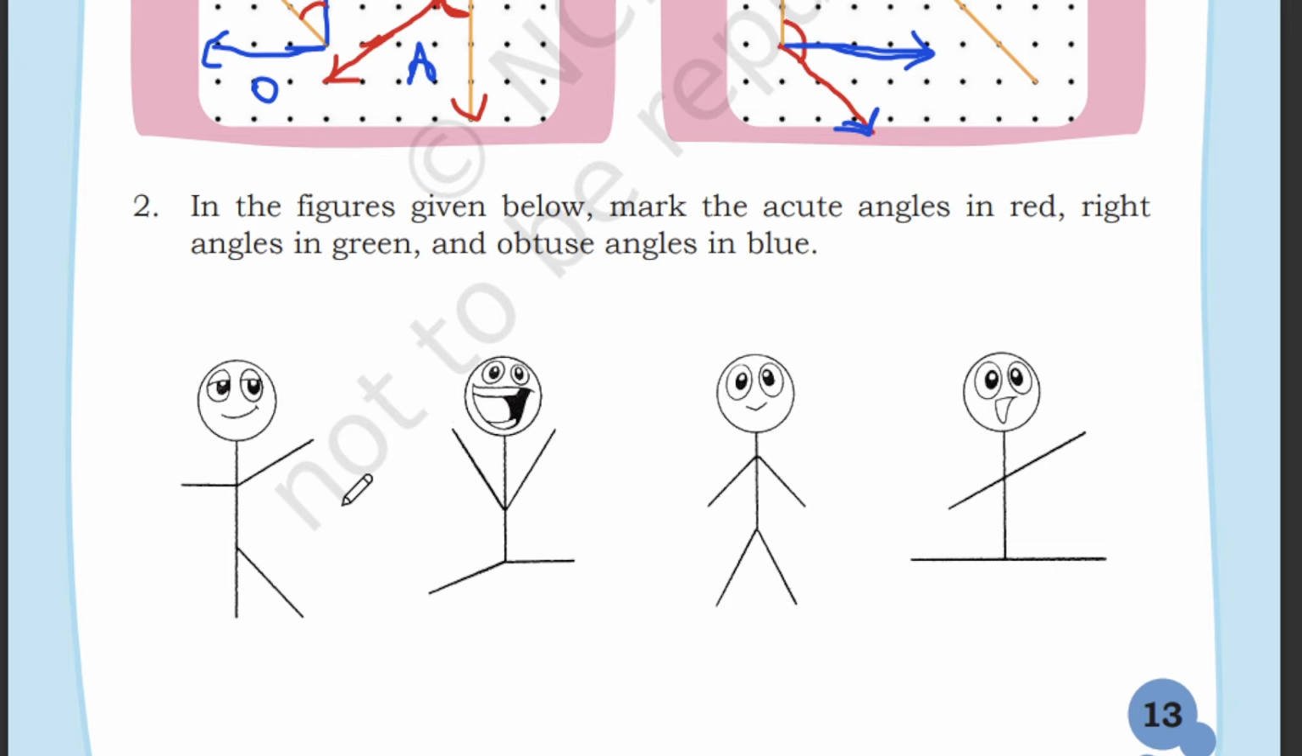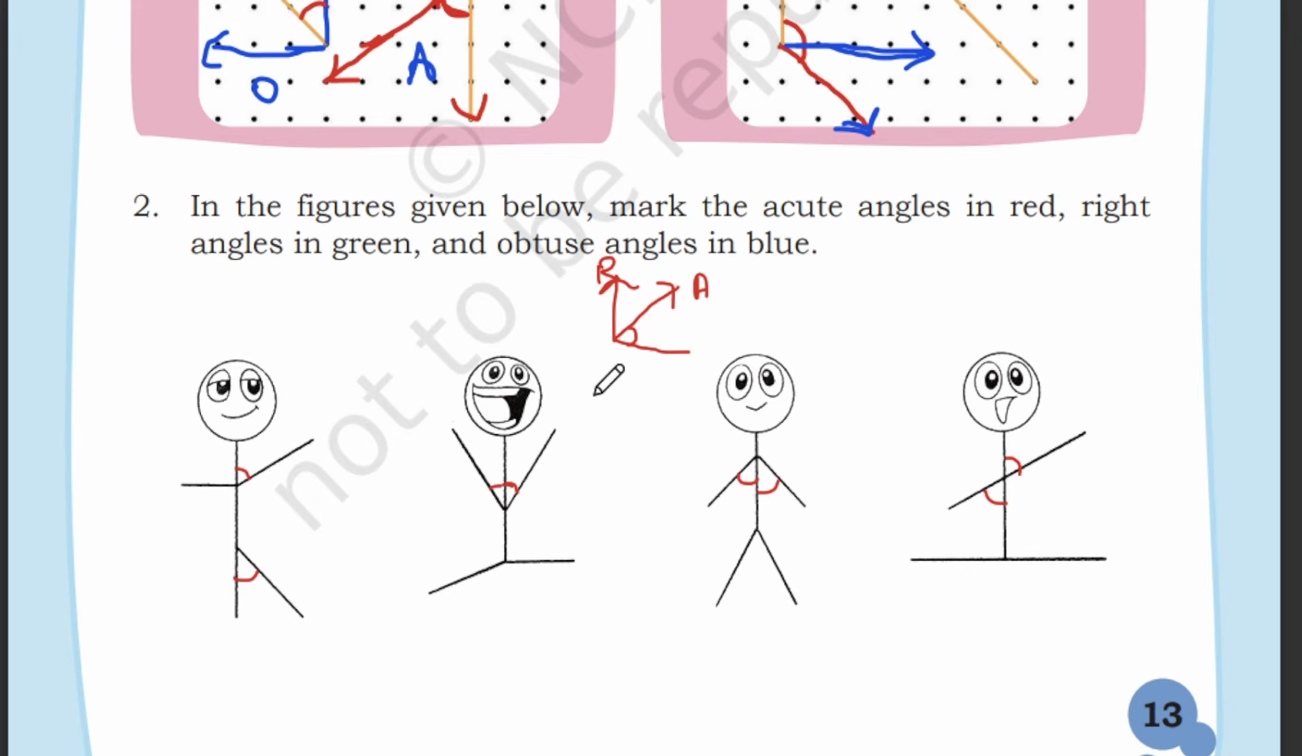Students, what is an acute angle? Acute angle is less than a right angle. Okay. So here we have one acute angle. And here we have one acute angle. And in this picture we have two acute angles here. So when you look at this picture, it is obviously less than a right angle. So this one is a right angle. This one is an acute angle. So I've marked. And in this picture we have here and here. And in this picture we have here. And in this picture we have here.